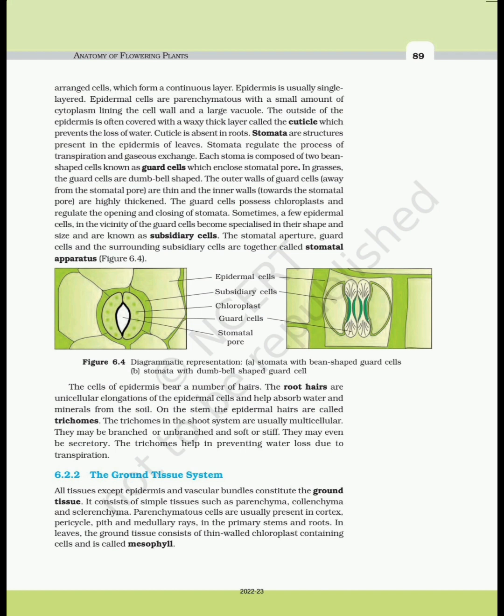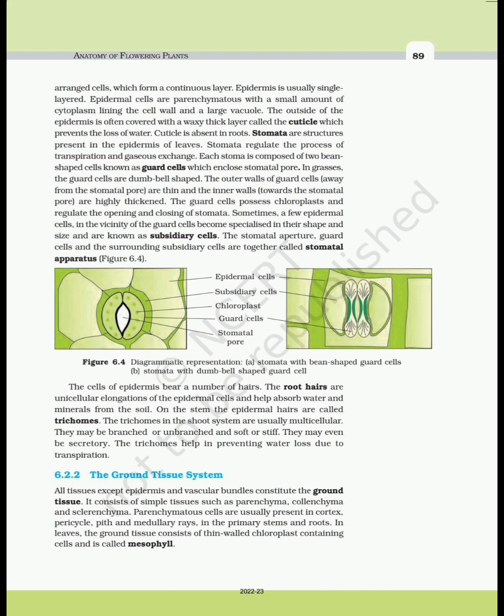Stomata regulate the process of transpiration and gaseous exchange. Each stoma is composed of two bean-shaped cells known as guard cells, which enclose the stomatal pore. In grasses, the guard cells are dumbbell-shaped. The outer walls of guard cells away from the stomatal pore are thin, and the inner walls towards the stomatal pore are highly thickened. The guard cells possess chloroplasts and regulate the opening and closing of stomata.